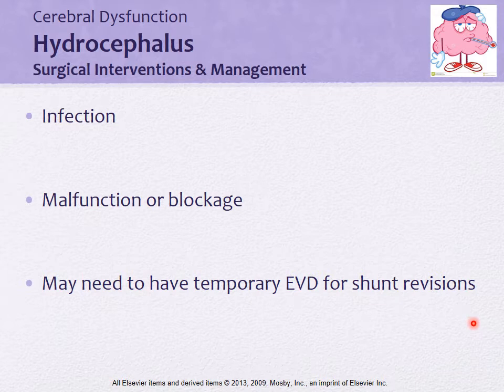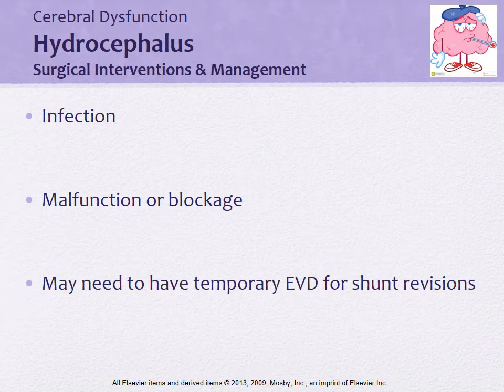As far as things you want to be aware of with surgical intervention is infection. Infection is going to be the most serious after placement of a shunt, or any surgery, but if they're having a shunt, they're going to live with it for a very long time. So they want to watch for infection, and they're at greatest risk 1 to 2 months after they put the shunt in. Another issue can be a malfunction or a blockage.